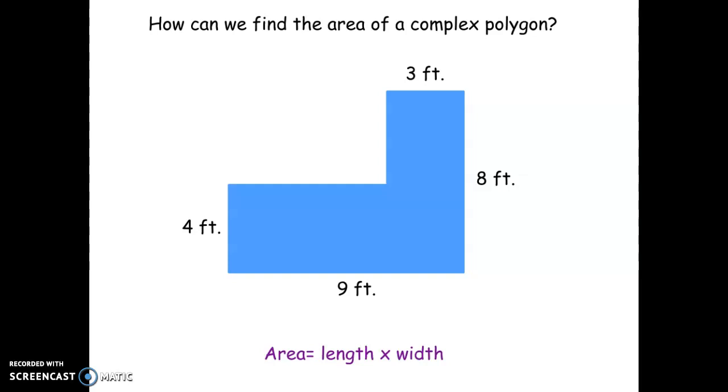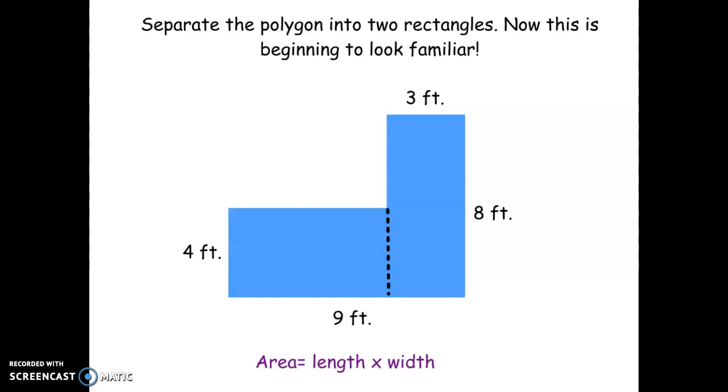All right, mathematicians, we now know how to use multiplication to find area of a polygon. But what if we have a more complex polygon like the one that appears on the screen? Suddenly I'm not so sure how to just multiply length times width when I see three different numbers. So what do we do when we come across figures such as these?